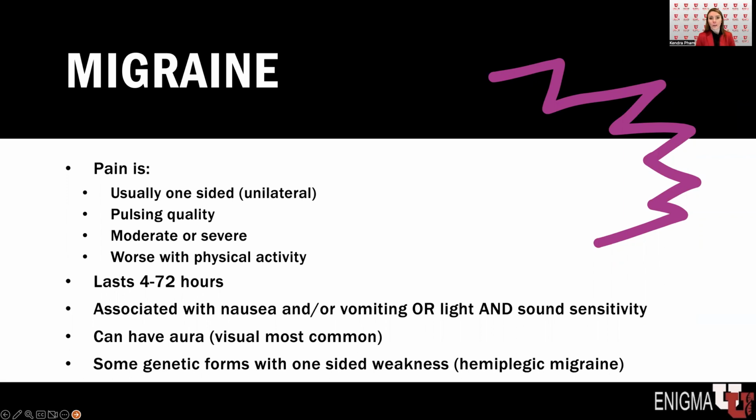They can come with aura. Visual is the most common. So this zigzag line that is on the side of the screen here is an example of what we would call fortification spectra, which is effectively a term we use for zigzag line, and it is one of the types of visual aura that we see.